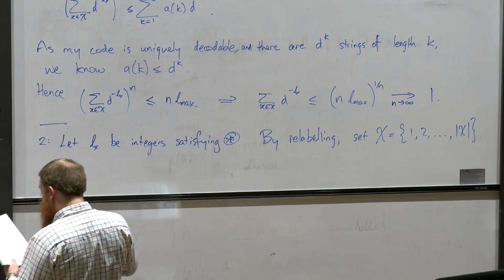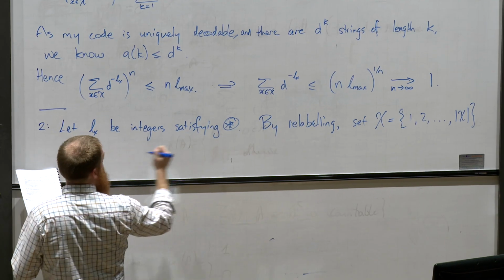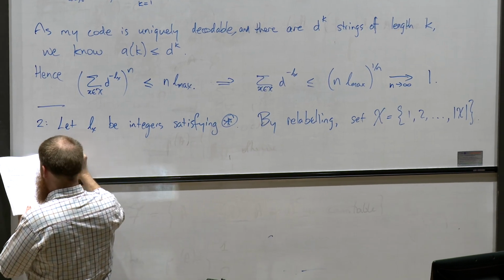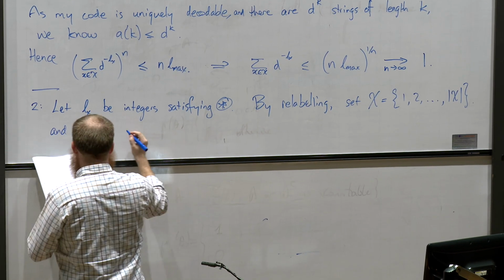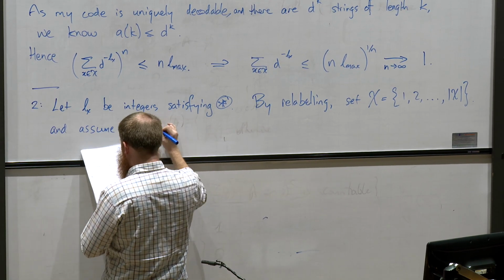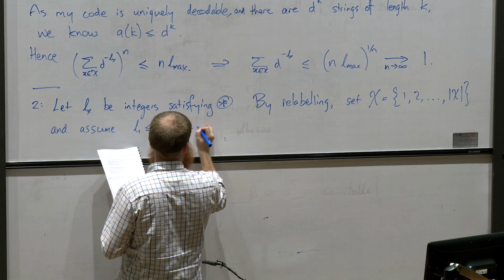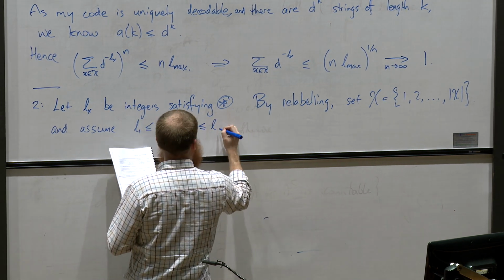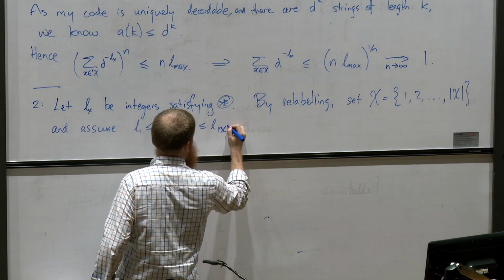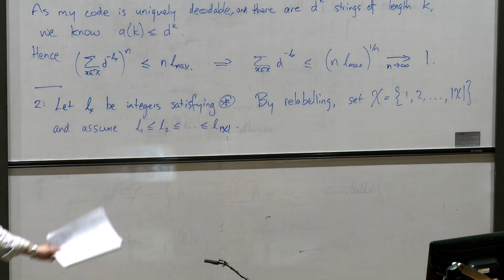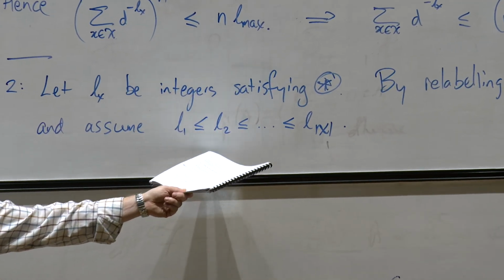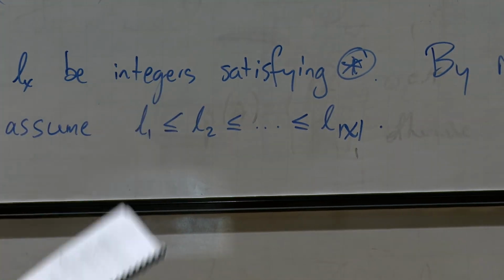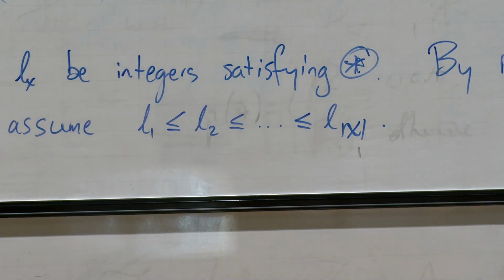But I'm going to do a little bit more. I'm going to sort the probabilities, the code word lengths, and assume that L1 is less than or equal to L2 is less than or equal to ... is less than or equal to L of the size of X. So I'm just going to sort these numbers by the lengths of their code words. I'm allowed to do that. It's just a sorting, a rearrangement, a relabeling of my inputs.